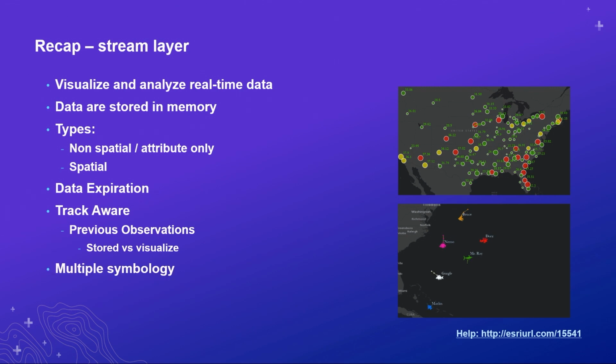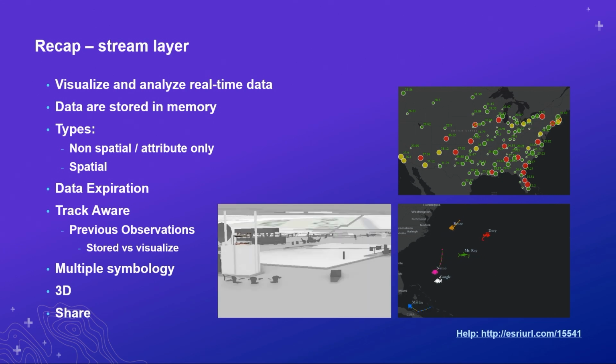You can assign multiple symbols, and one of them is a line itself. You can use the line to connect all the previous locations with the latest to show the path that each feature traveled. You saw the example with 3D, so 3D is also supported for StreamLayer.